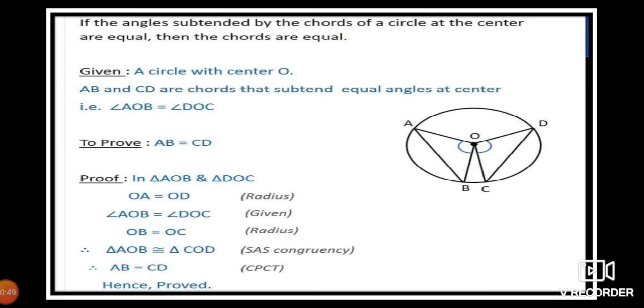Next: if the angles subtended by the chords of a circle at the center are equal, then the chords are equal. I already explained this, students. You can observe it yourself. If there is any doubt, please ask me. Next.